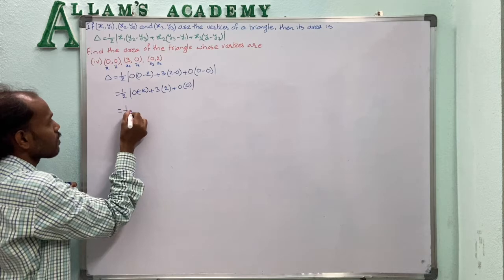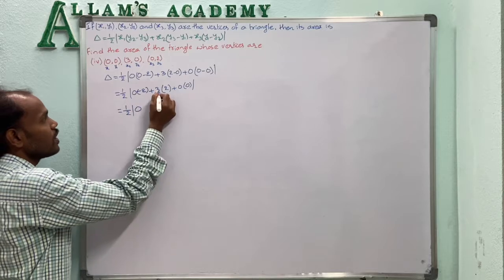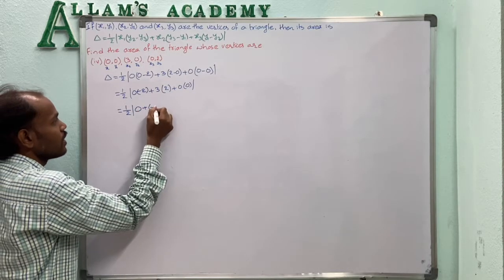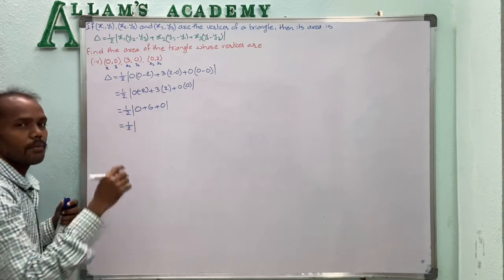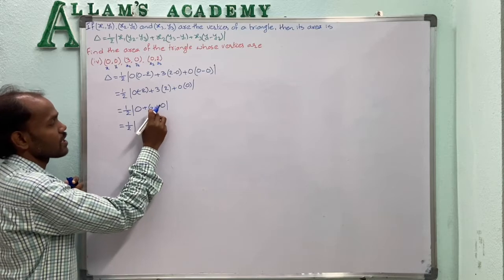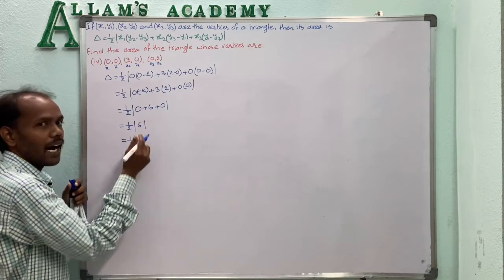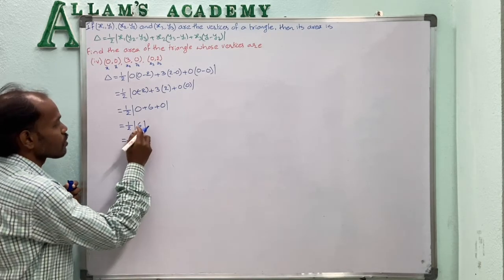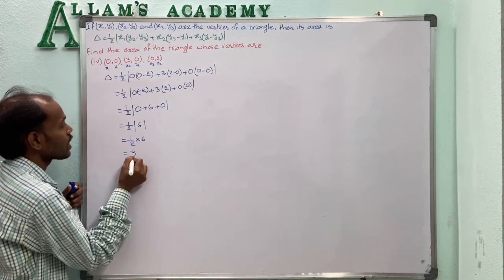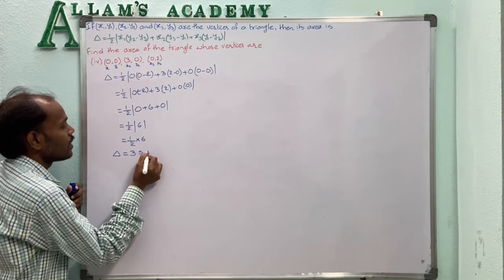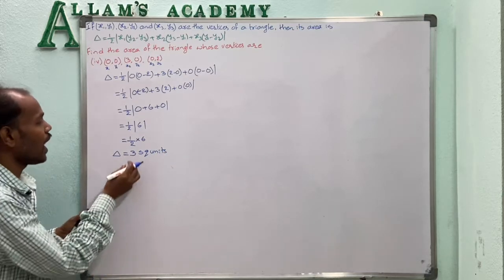So 0 multiplied by whatever number, we get 0 only. That means 0 into minus 2 equals 0, 3 into 2 is equal to 6, 0 into 0 equals 0. 0 added to any number gives that number only. So 0 plus 6 equals 6, 6 plus 0 equals 6. So half into mod 6. In that mod, whatever the value, we take positive only. So half mod 6 equals half into 6, so 2 ones 2, 3. So the area of the triangle with the vertices (0, 0), (3, 0) and (0, 2) is 3 square units.